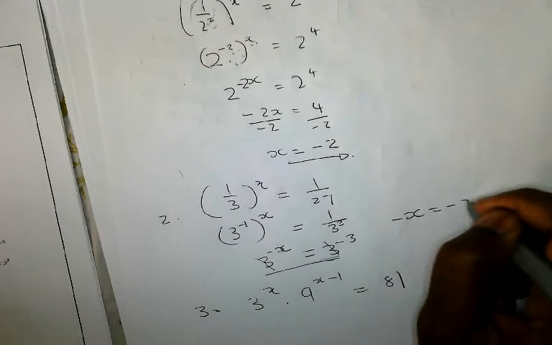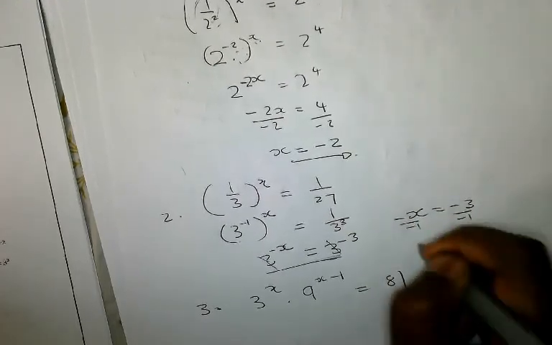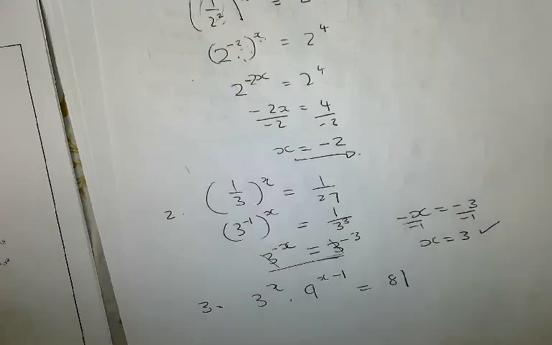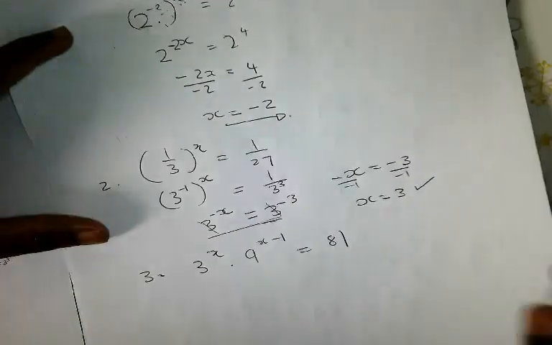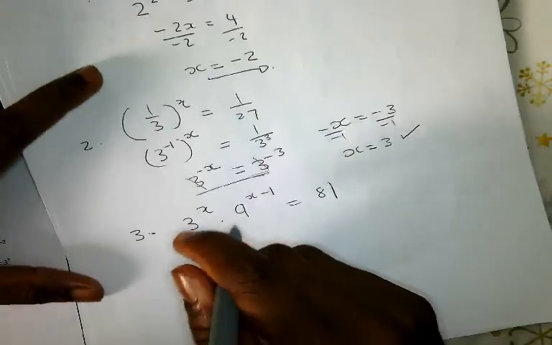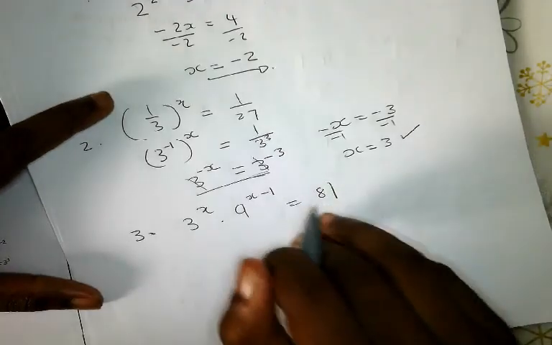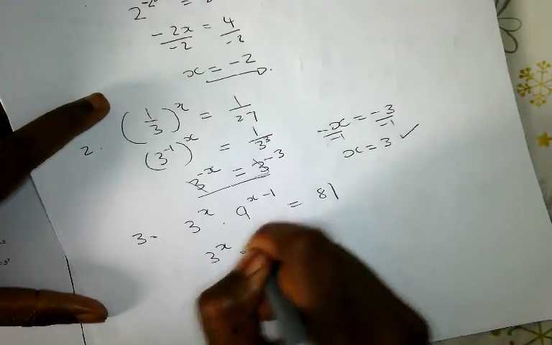Let's look at this one. 3 to the power x, squared, x minus 1. This becomes that. And then here, 2x minus 2 equals 3 to the power 4.